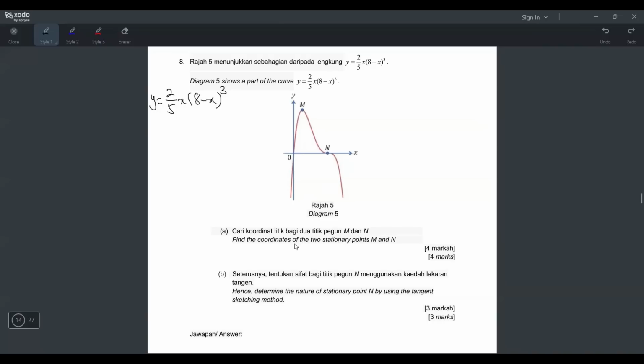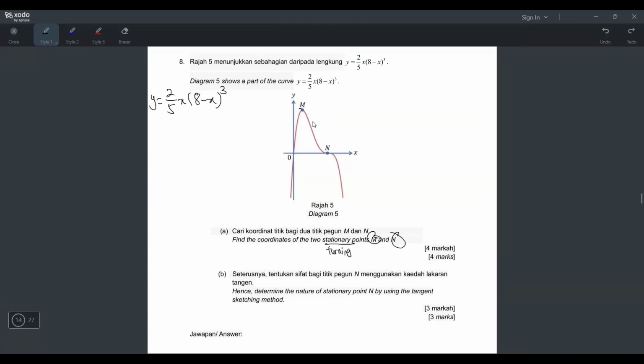All right, now it says A, find coordinates of two stationary points. Okay, wait, what's stationary? Stationary means turning point, right? Okay, turning point. You learned about turning points, that they can be minimum or maximum, two types of turning point, right? But there's actually another type of turning point, which is called inflection point. Okay, but don't worry about it for now. So what they want is to find the two turning points. That's all you need to know.